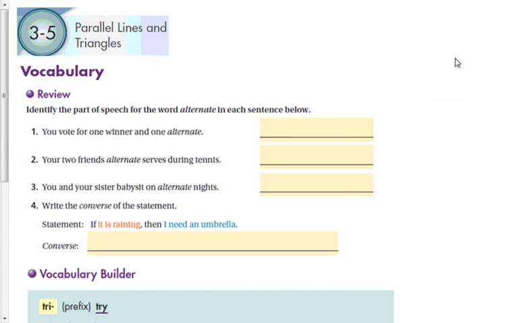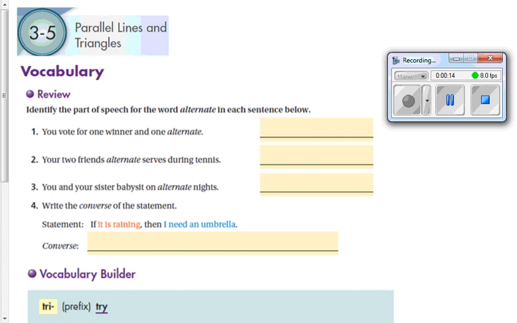Hey students, this is lesson 3.5, parallel lines and triangles. We're going to learn how to use parallel lines to prove a theorem about triangles and to find the measure of angles in triangles. Go ahead and do this review. I'll check back with you.